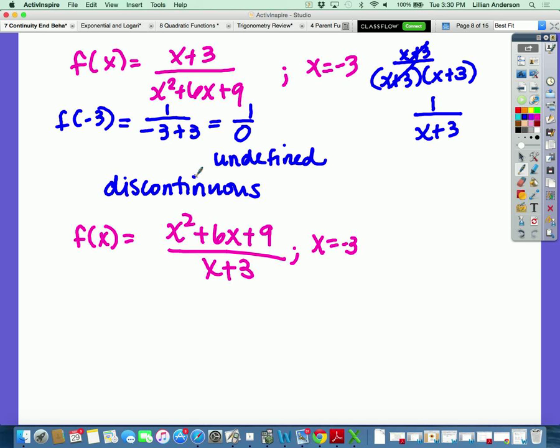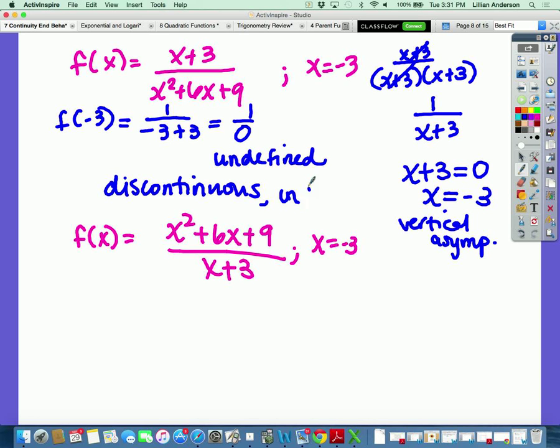And what type of discontinuity are we going to have? Well, since this is a reciprocal function, that means the denominator cannot be 0. And if I set x plus 3 equals 0, I'll get x is negative 3. That means at negative 3, there is a vertical asymptote, which means that when x is negative 3, I have infinite discontinuity. Because infinite discontinuity is when you have vertical asymptotes.